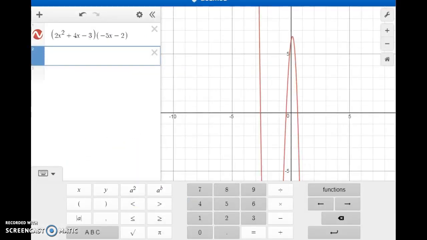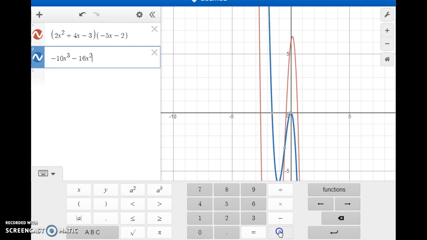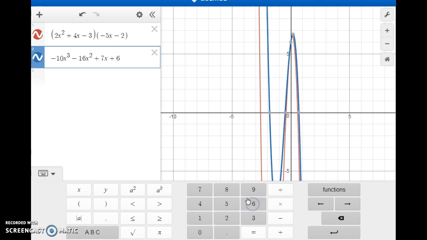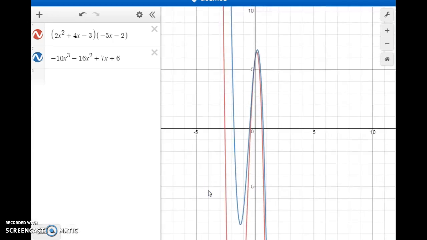Negative 10x, the A to the B right here is how you put a different exponent, cubed. Bring it back down, minus 16x squared plus 7x plus 6. All right, so this one, they kind of made the same funky shape, but didn't match.